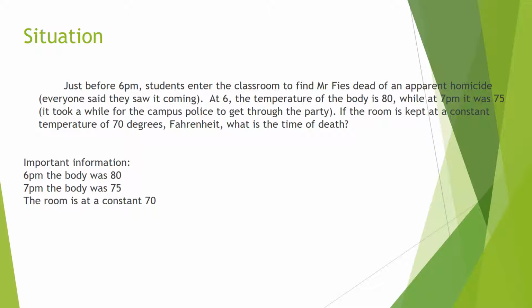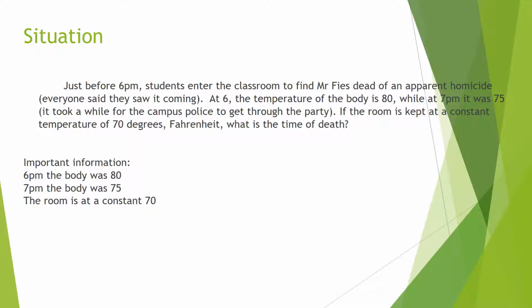At 6, the temperature of the body is 80 degrees, while at 7 p.m., it was 70 degrees. It took a while for the campus police to get through the party. If the room is kept at a constant temperature of 70 degrees Fahrenheit, what is the time of death?